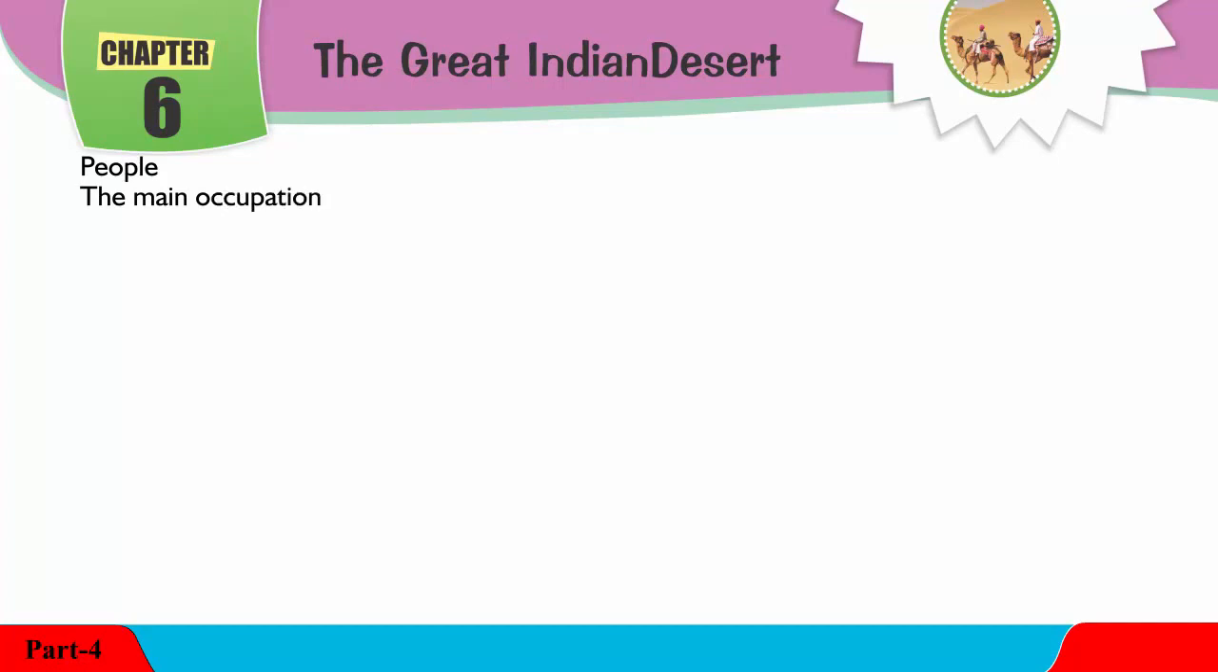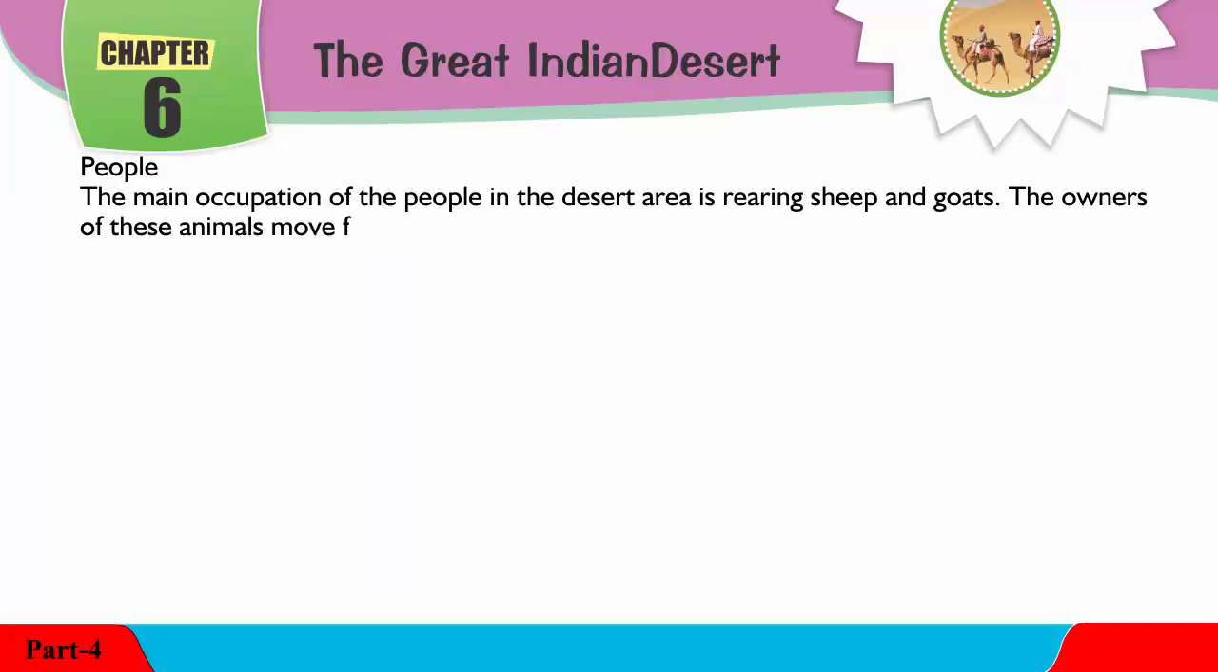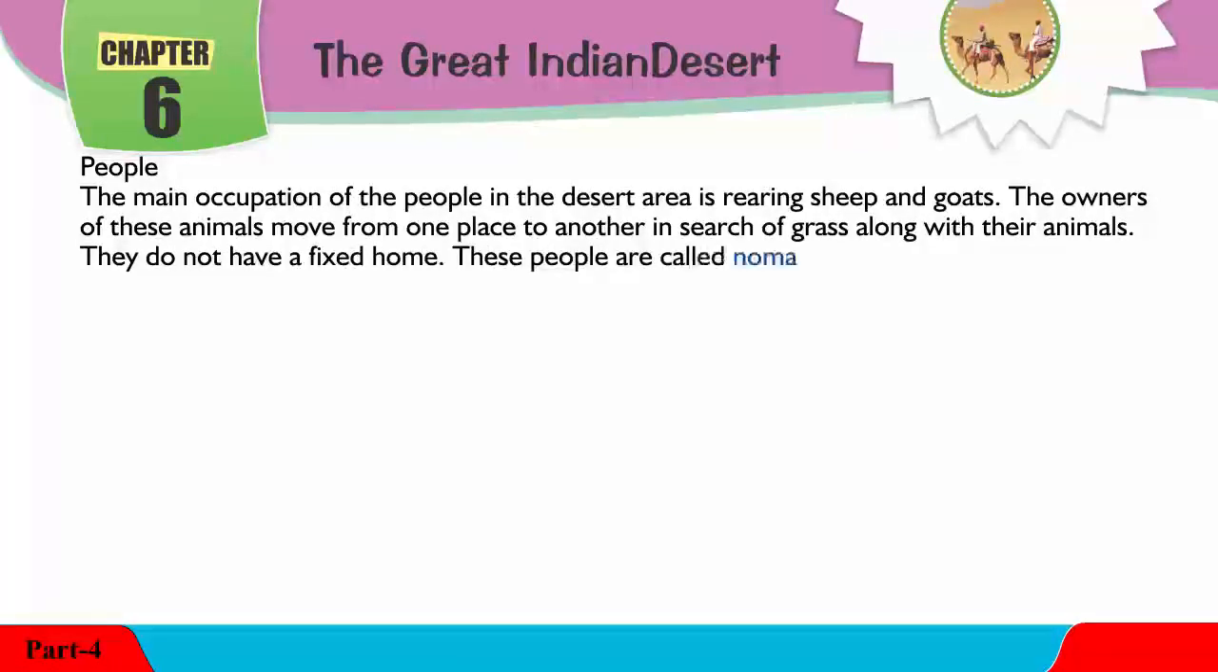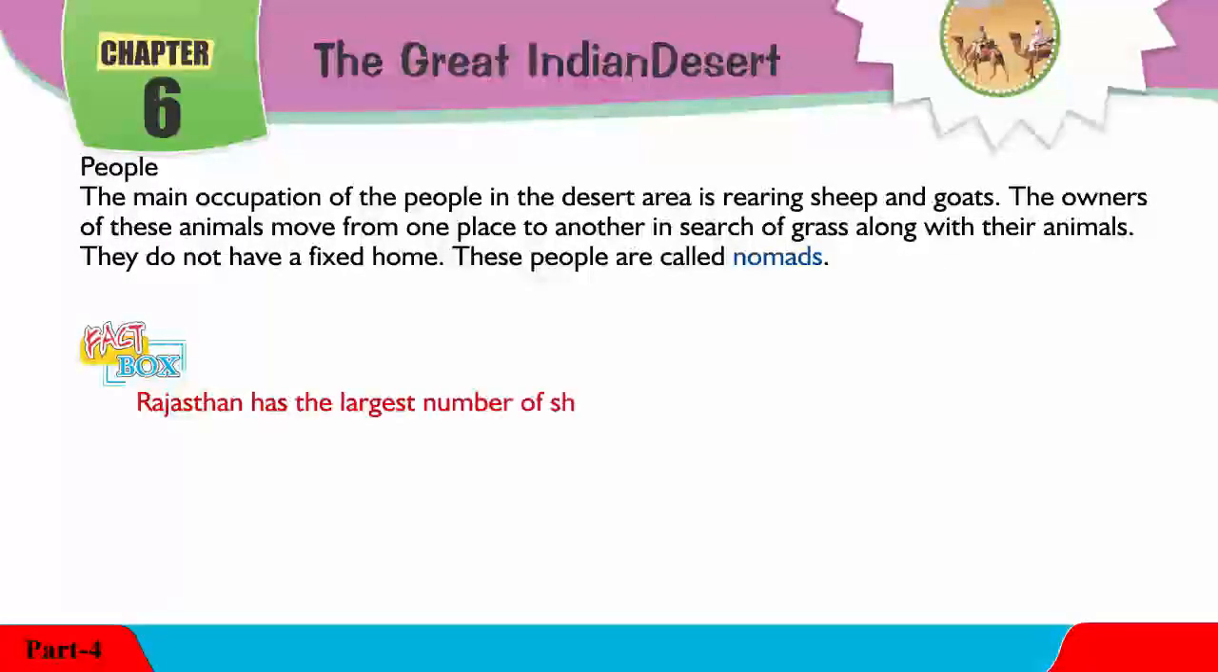People. The main occupation of the people in the desert area is rearing sheep and goats. The owners of these animals move from one place to another in search of grass along with their animals. They do not have a fixed home. These people are called nomads. Fact box. Rajasthan has the largest number of sheep in India.